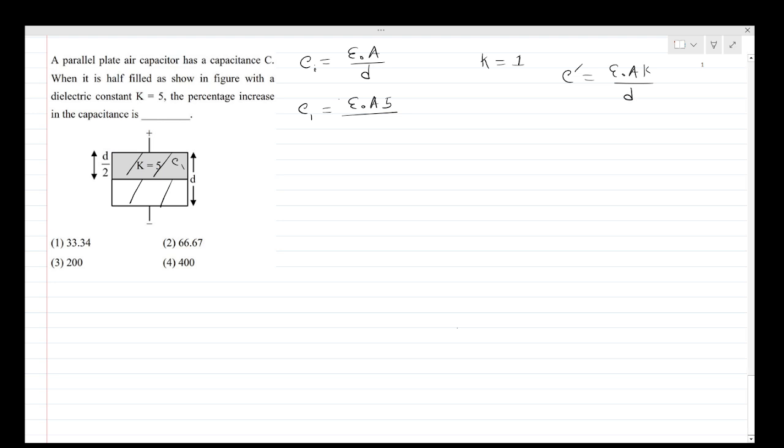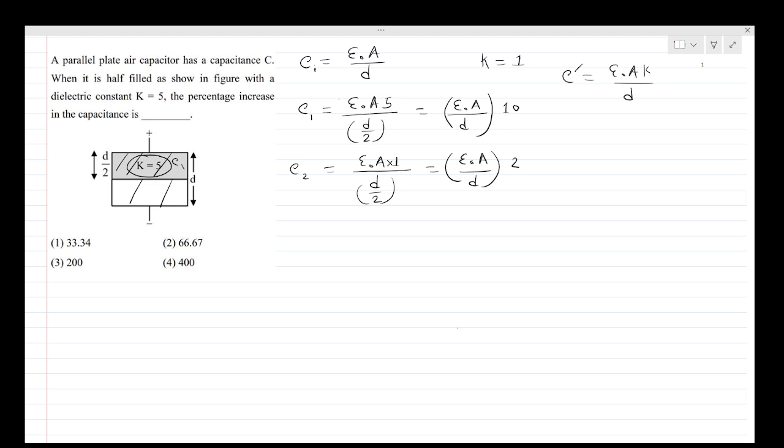Since here it is given as dielectric constant K equals to 5, so we can put epsilon naught A into 5 by now D by 2, because this part is divided into two equal parts. Then we can write it D by 2. Then you can easily write equals to epsilon naught A by D into 10. Now similarly for the second case we can write epsilon naught A into 1 because it is filled with the air, and D by 2. Then we can easily write epsilon naught A by D into 2.